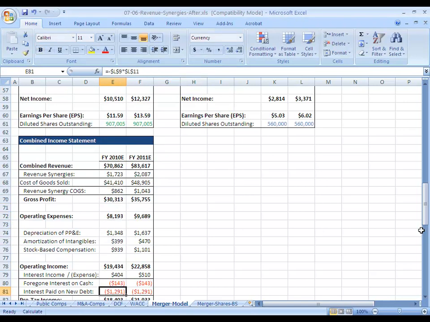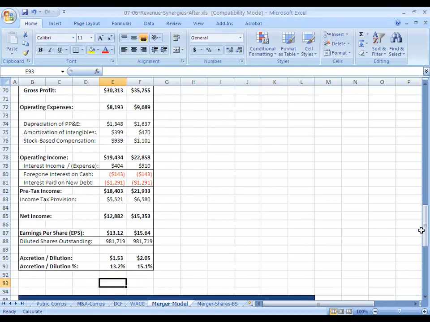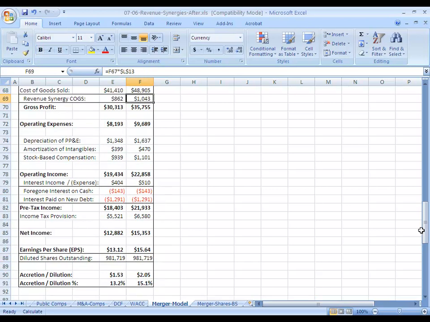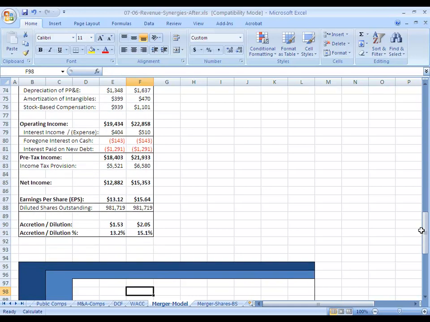Now let's take a look at how our accretion dilution has changed. So overall, it's significantly more accretive now, 13% and 15% right here. Let's just go back to the old way. So we had 8% and 10%. So it's gone up by quite a bit, by around 5 percentage points in each case. So the revenue synergies here are significant because we have almost 2 billion and almost 1 billion extra in gross profit. So there's a pretty big impact on the accretion dilution overall.